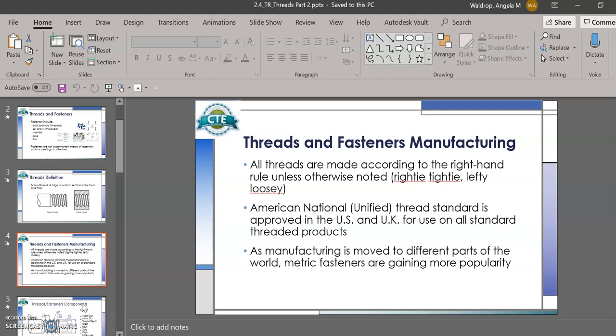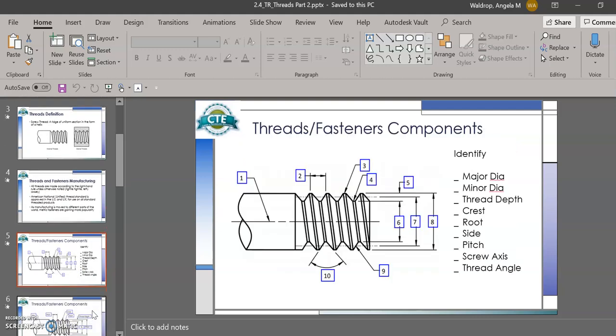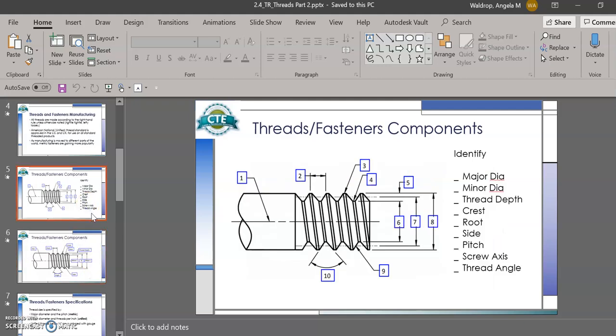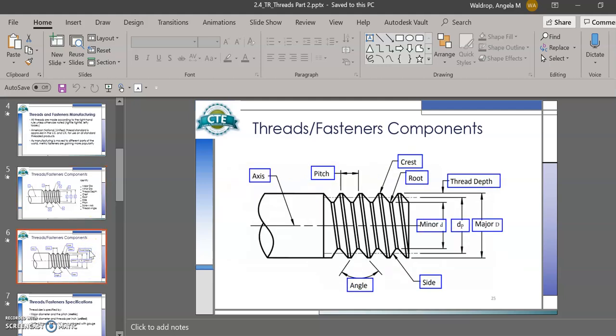Most of the threads in the United States are made with unified classifications. Elsewhere in the world, metric threads are used. We do not use metric threads a lot of times here in the US, but you can also buy metric threads if you need to. They will have an M in front of the size designation. We will talk about that a little bit more later. Now these slides 5 and 6, if you take a look at them, are going to review the parts of a thread and the terminology. You should take a look and make sure that you know those components.